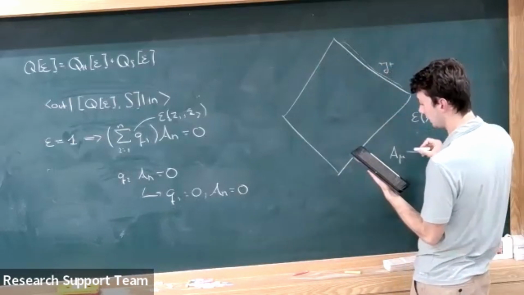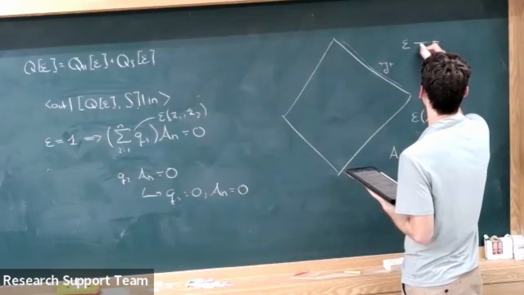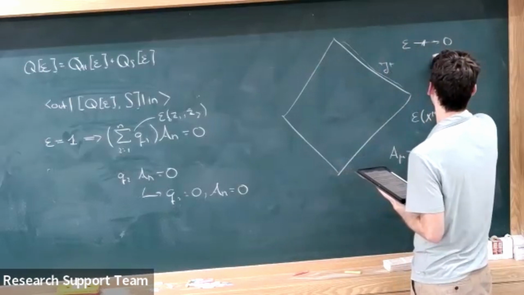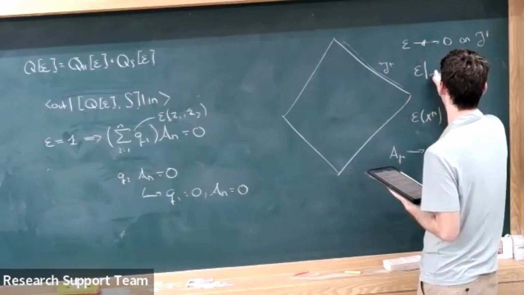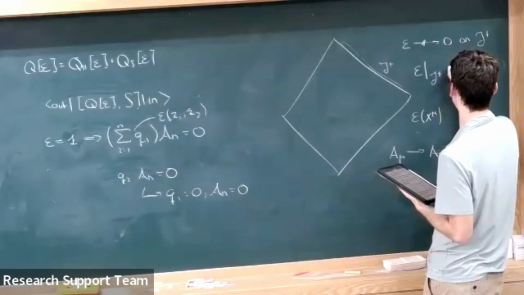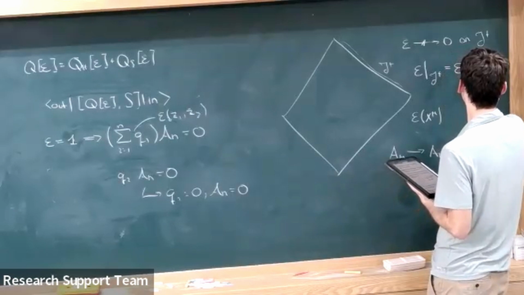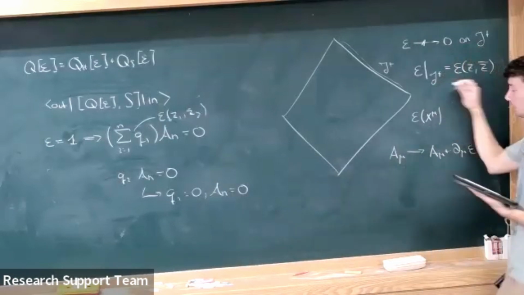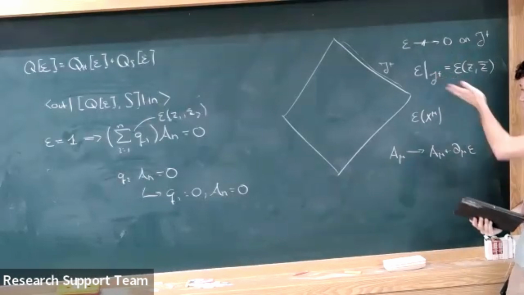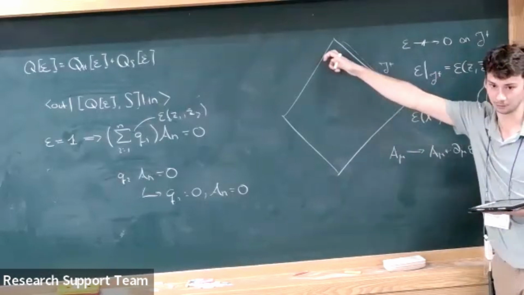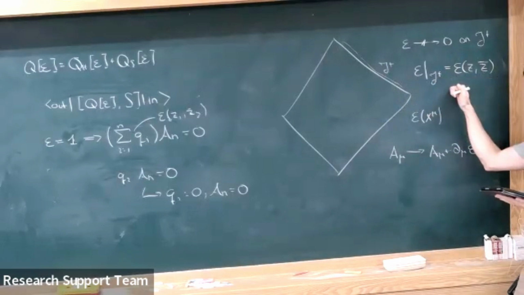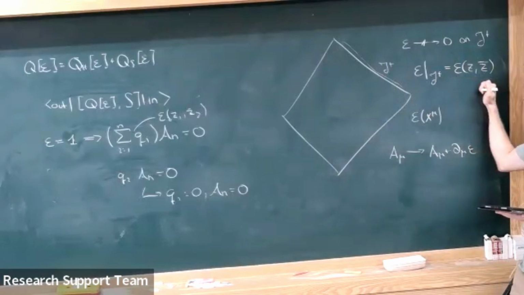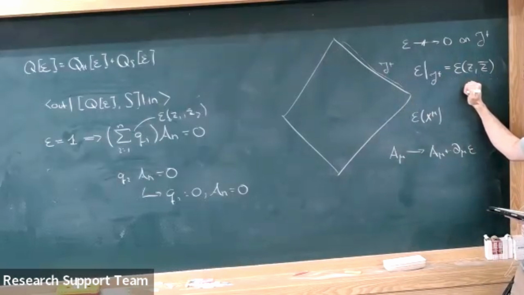Well, a large gauge transformation is one that does not go to 0 on the boundary. So specifically, epsilon at the boundary is some function of z and z bar. In fact, it can also be a function of u, but this u information is redundant. So ultimately, it's just a function of z and z bar.